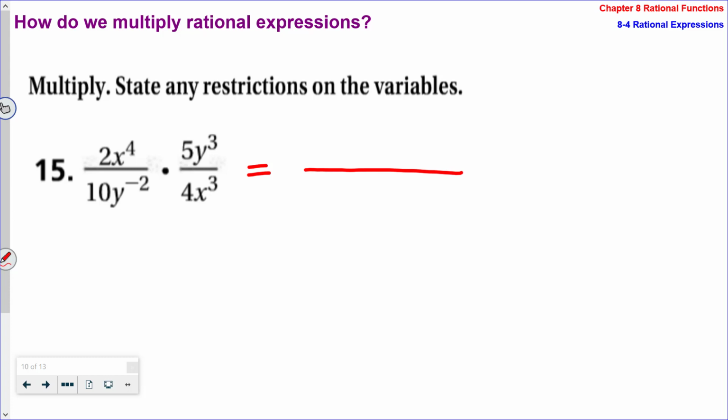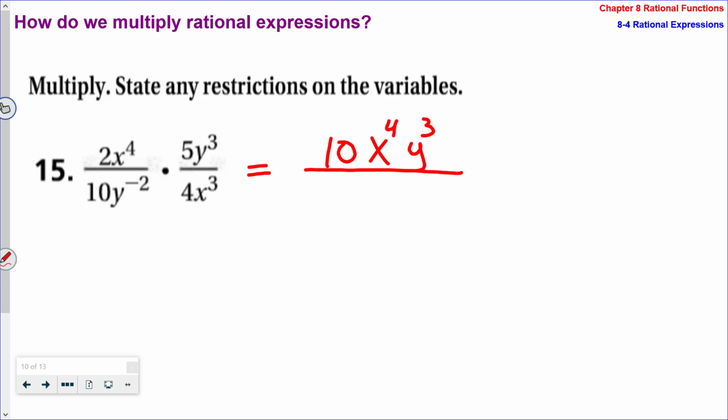All right, we're multiplying fractions. We went over the rules for multiplying fractions in the do now. When you multiply fractions, it's top times top, bottom times bottom. So when we multiply the top, quick review, we'll multiply the coefficients first. So it's 2 times 5, which is 10. x to the fourth, there's no x here, so it's just x to the fourth times y to the third.